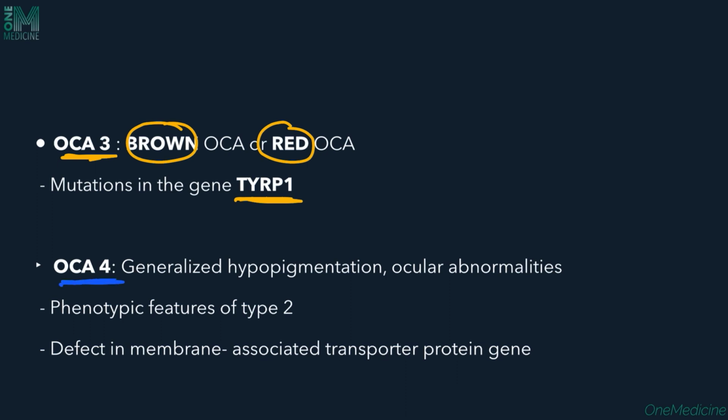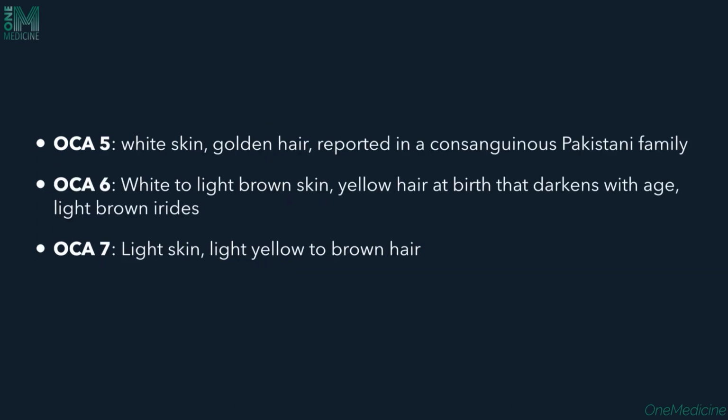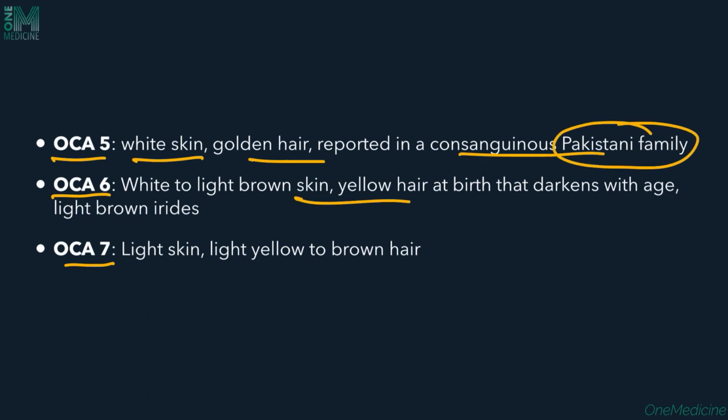In type 4 there is generalized hypopigmentation and ocular abnormalities. A membrane associated transporter protein defect is seen. Types 5, 6, 7 are the minor variants, which have white skin and golden hair, and were described in a consanguineous Pakistani family. Yellow hair, brown iris, light hair, yellow hair, white skin. So white skin and yellow hair are present in all of these.